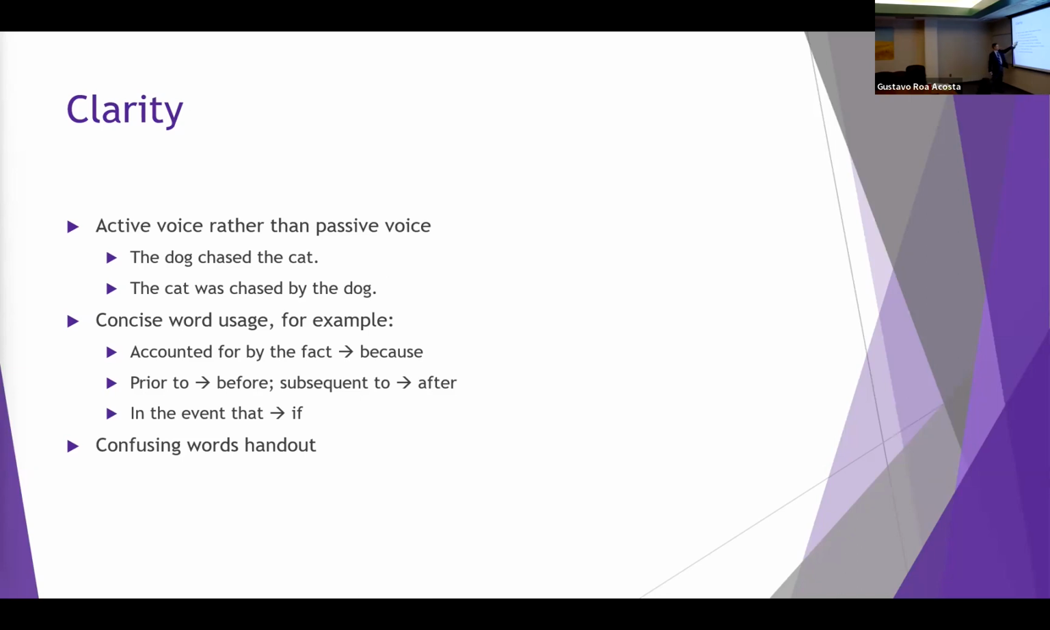The other one is concise word usage. Your journal article should not be your effort to be the next Shakespeare, very literary and flowy, using as many different thesaurus terms as you can for the same thing. It gets repetitive and redundant, and the reader thinks, okay, you lost me here. An example would be "this was accounted for by the fact that" when you could say "this happened because of that." Just lay it out there.